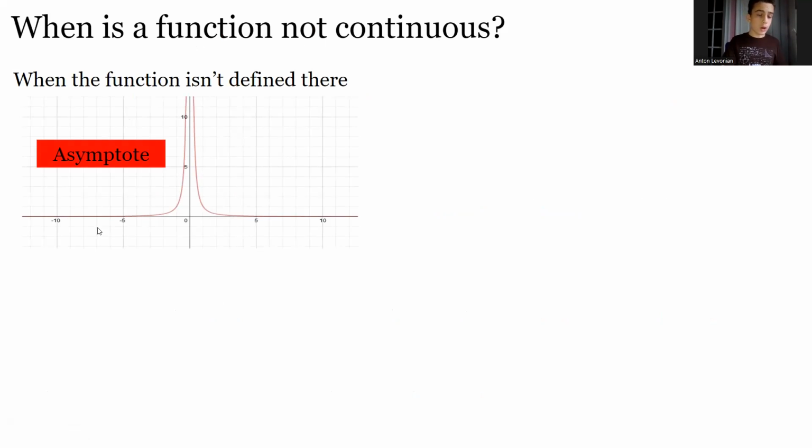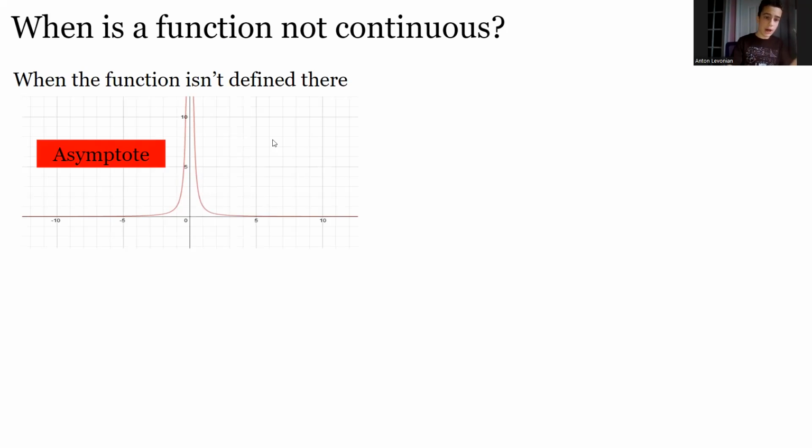Well, one scenario could be what if there is an asymptote. So we talked about asymptotes a bit in the previous class. An asymptote is a line, whether vertical or horizontal, that the function approaches, but doesn't quite get close to. So it approaches that line, but it doesn't cross it.